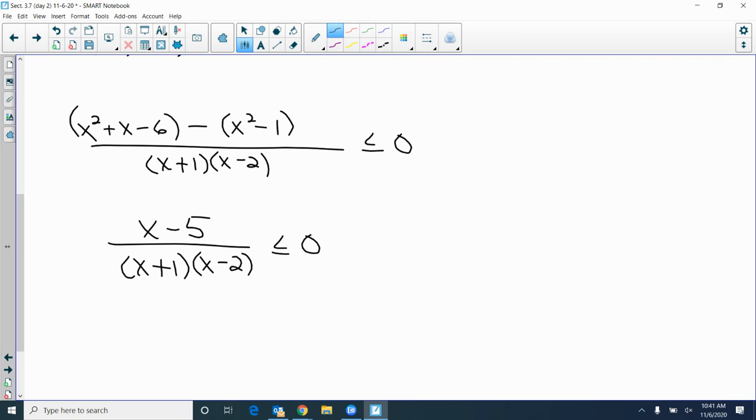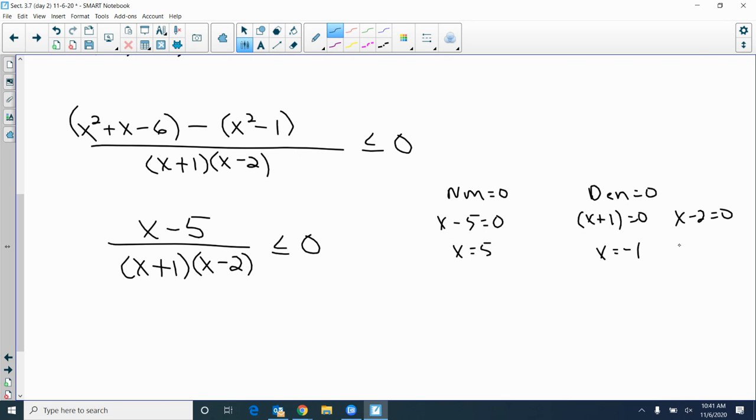Okay, where the numerator equals 0, that can be an answer, not the denominator though. So numerator equals 0, that's going to be x minus 5 equals 0, x equals 5. Denominator equals 0, that's going to be x plus 1 equals 0, x minus 2 equals 0, x equals -1, x equals 2. So yeah, -1, 2, and 5. All right, so now you got to do your sign chart using those as your breakpoints. Now it can never equal the denominator, it can never equal -1 or 2. So let's go ahead and let's see what happens.